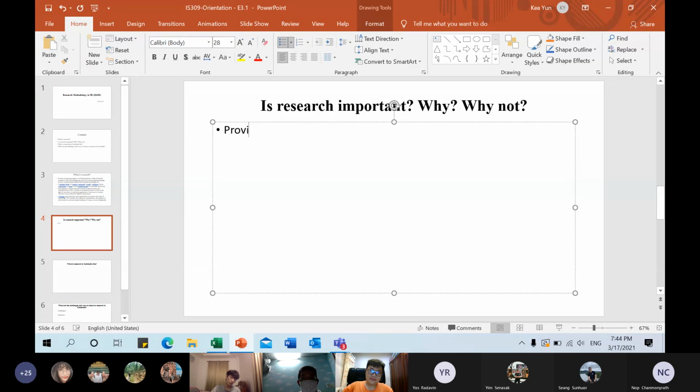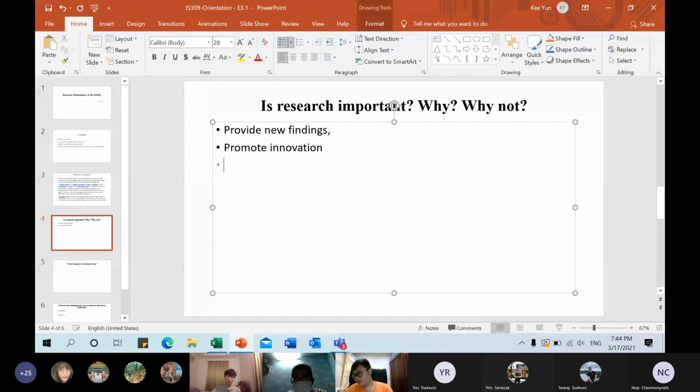Okay, so provide new finding, new what? Innovation, sir. Innovation. Oh, good. Okay, innovation. Promote innovation. Okay, good point. This one. So provide new finding, promote innovation. Yes. Any other point? Anyone?